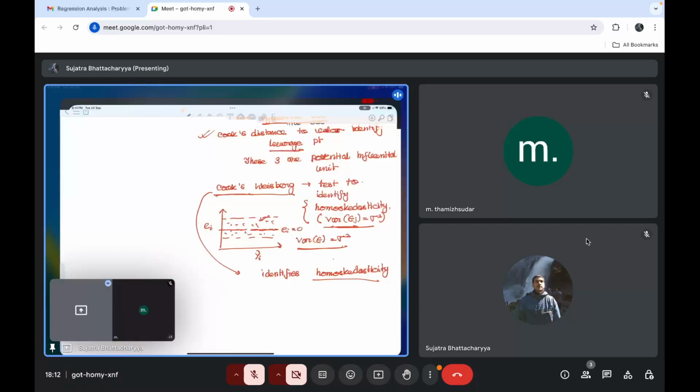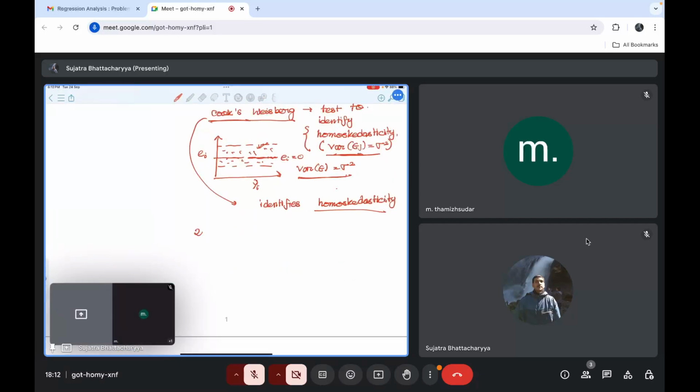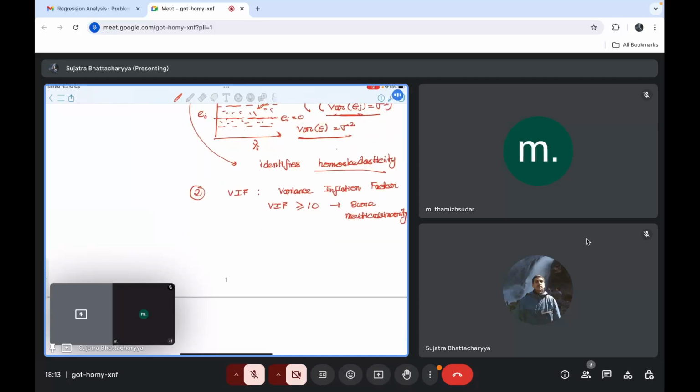Okay, I just write here for the second question. It is the VIF, the variance inflation factor. And the threshold is that the VIF should be greater than or equal to 10. If it is there, then there is a surety that multicollinearity is present. Okay, so this we have seen in the multicollinearity content, the week lectures. Okay, next is the third one.